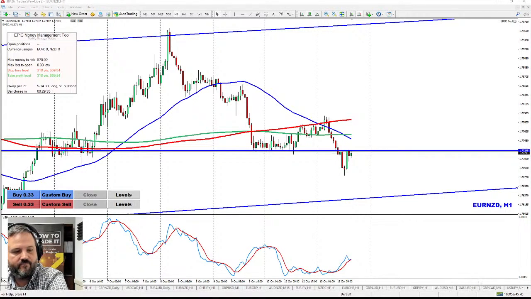Thanks. This is MT4. And the tool that we have is called Epic Money Management. It helps us take our trades. It does a lot of things. And we also have this tool down here called the VSPRO, which helps gauge volatility and price movement.